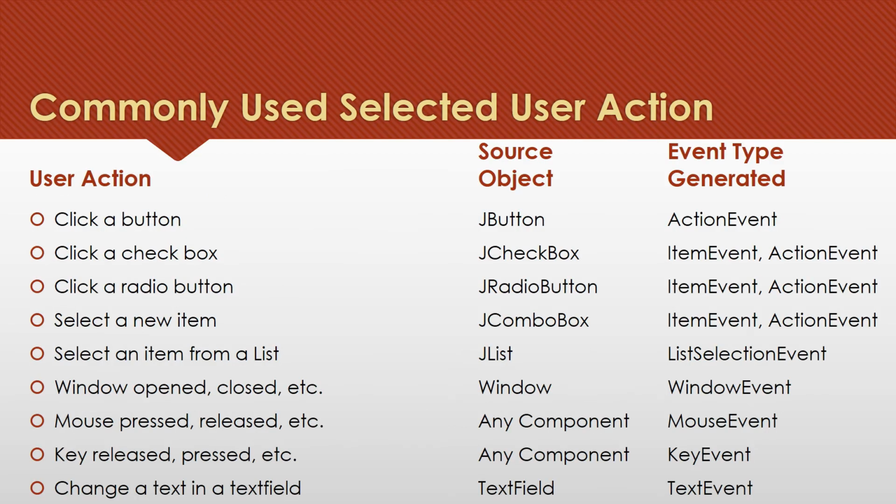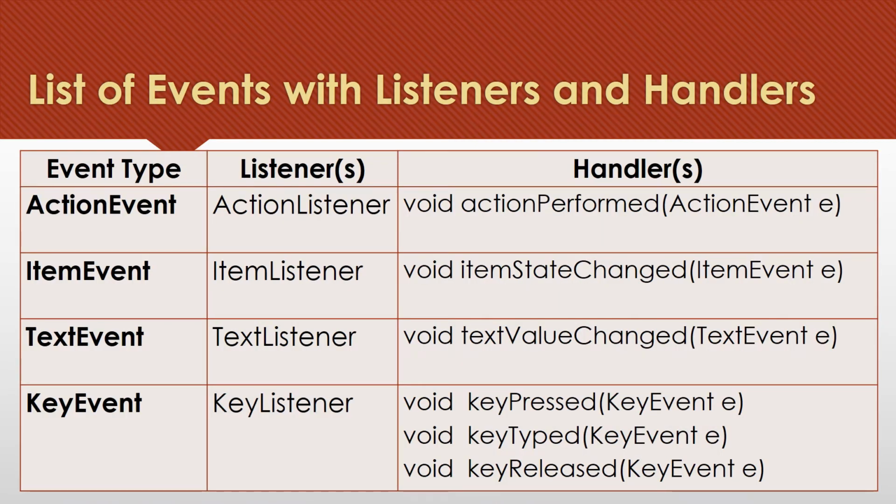We have here the commonly used selected user actions, such as clicking a button. The source object is a JButton and the event type generated is ActionEvent. Clicking a checkbox, the source object is a JCheckBox and the event type generated is ItemEvent or ActionEvent, and so on. We have here different lists of events with listeners and handlers. So these are the pairings of the listeners and handlers.